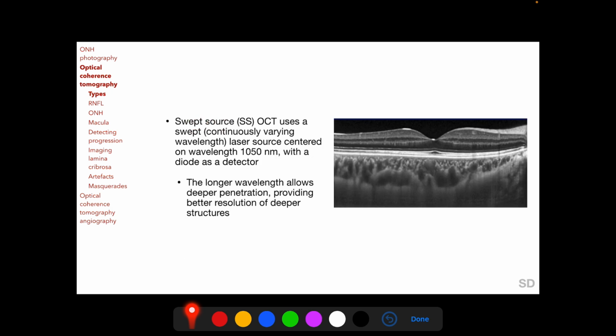Swept source OCT uses a swept laser as the source of light, with the light emitted being of a continuously varying wavelength centered on 1050 nanometers, and a diode is used to detect the light emitted from the eye. The longer wavelength of the swept source OCT allows deeper penetration, providing better resolution of the deeper structures. This photograph shows an image of macula from a swept source OCT, demonstrating the better resolution of deeper structures such as the choroid behind the retinal pigment epithelium.